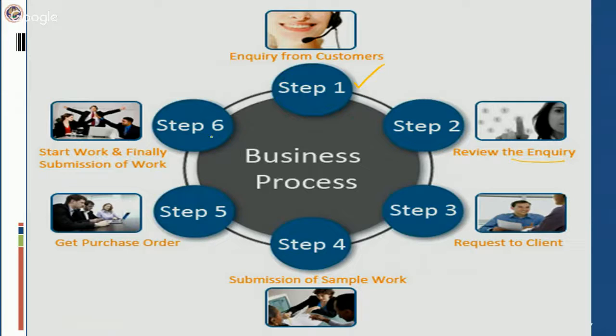And lastly, step 6, they will start working and finally they will submit their work for the approval of the customer. So this is how a business process in general would work: there will be a certain demand from a customer. The company would review that particular demand. It would submit its work sample, showing how they are planning to solve the inquiry of the customer. And if that is approved and suitable, the customer will give the go ahead, and finally the work will be done.